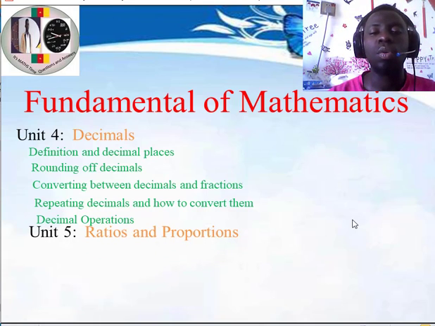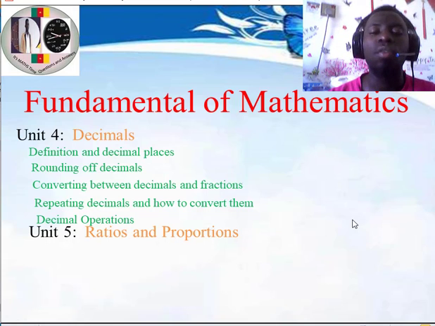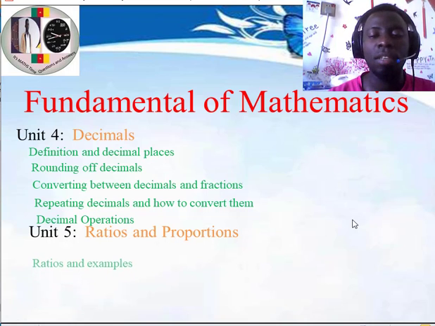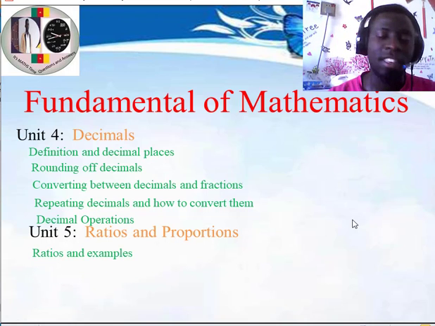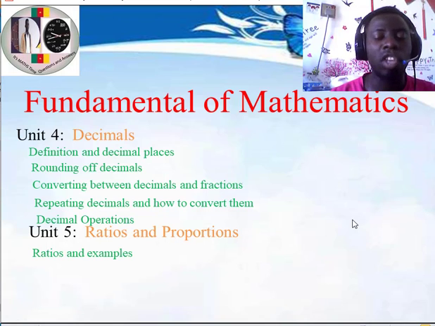We are going to have an assessment on unit 4 on decimals. Then we'll move to unit 5, which will be talking about ratios and proportions. Under ratios and proportions, we'll actually be dealing with ratios and their examples, what we actually mean by a ratio and how to handle problems with ratio.